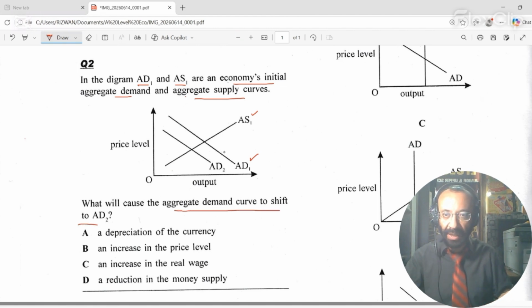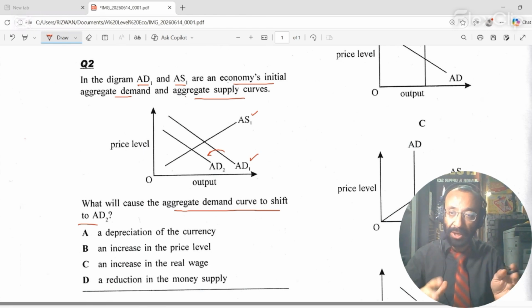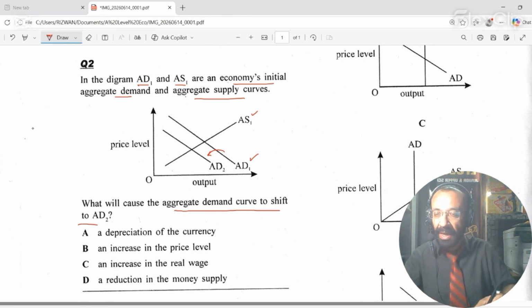So aggregate demand is actually shifting towards left. So aggregate demand is going to be reduced. And aggregate demand is equal to C plus I plus G plus X minus M, where C is the consumption, I is the investment, G is the government spending, X is the export, and M is the imports.